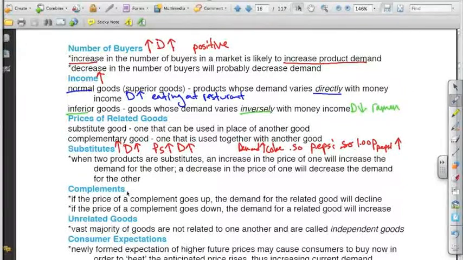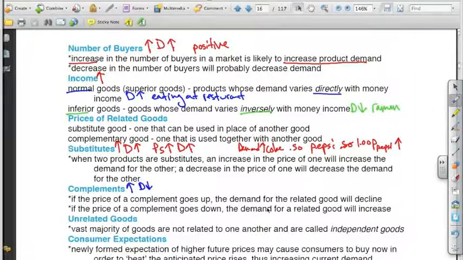For complements, if the price of a complement goes up, then the demand for the related good will decrease. An example of this is hot dogs and hot dog buns. You're only going to buy hot dog buns if you want a hot dog to go with them. If the price of hot dogs increases, then you're going to stop buying as many hot dogs, and you're not just going to keep buying hot dog buns to sit around the room. Right? You'll just decrease the demand for the hot dog buns also.